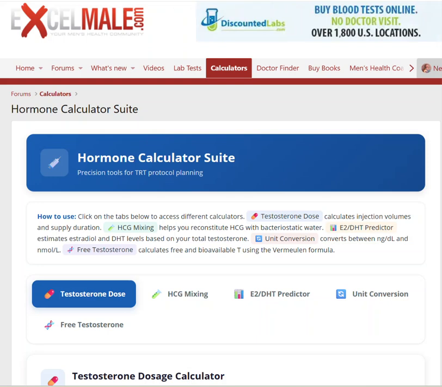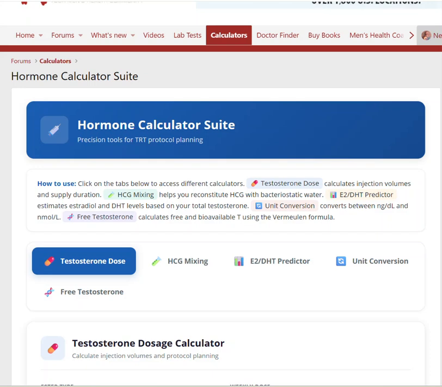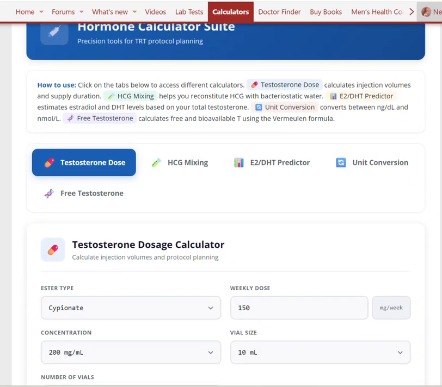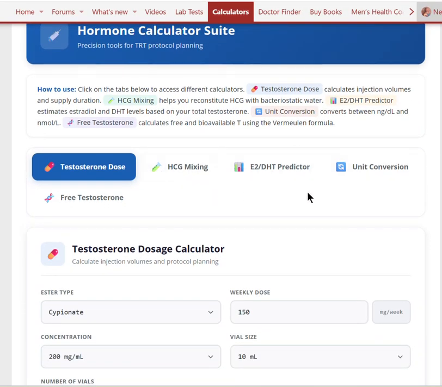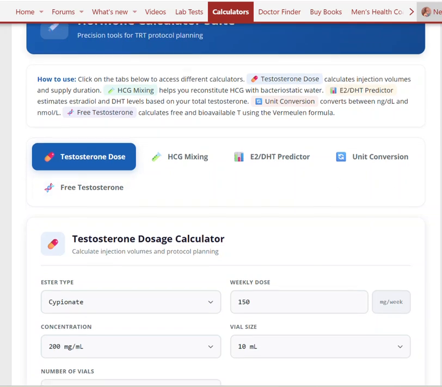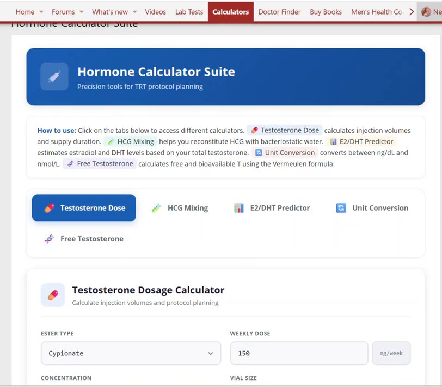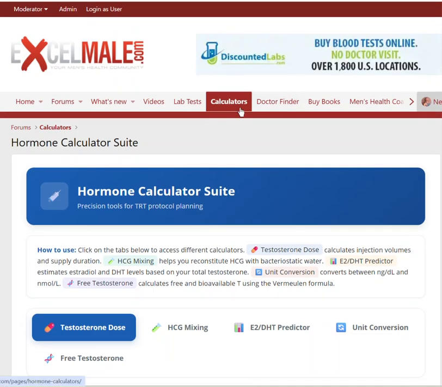It's basically a page that I designed to include 5 calculators. And when I say calculators, they are mostly dosage calculators. Like, for instance, you can find the calculator right here on the tab that is called Calculators on ExcelMale.com.